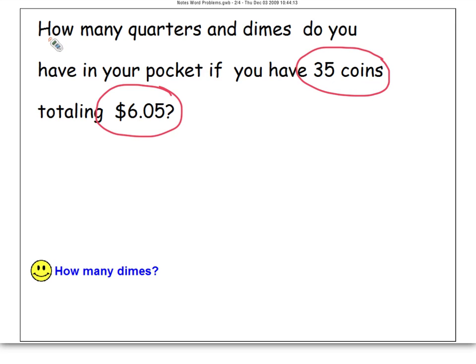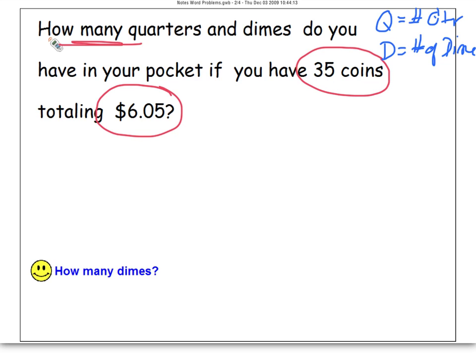What do they want to know? They want to know how many quarters and dimes we have. So what are the unknowns? Well, quarters and dimes. So the first thing you want to do is define your variables. I'm going to use Q and D because that makes sense to me. This is the number of quarters, I'm just going to abbreviate, and this is the number of dimes.